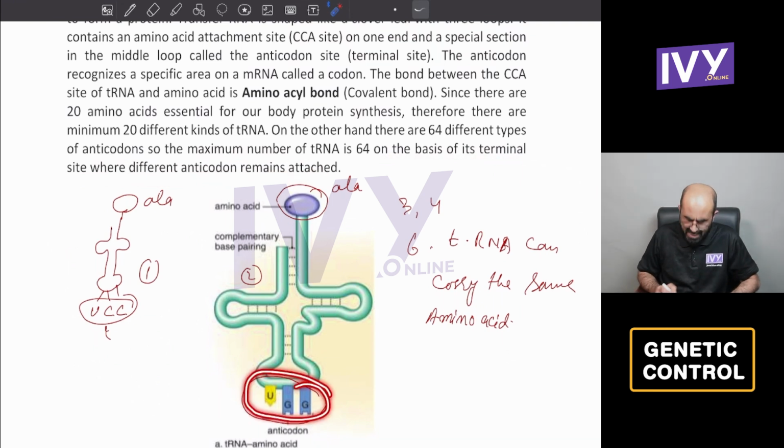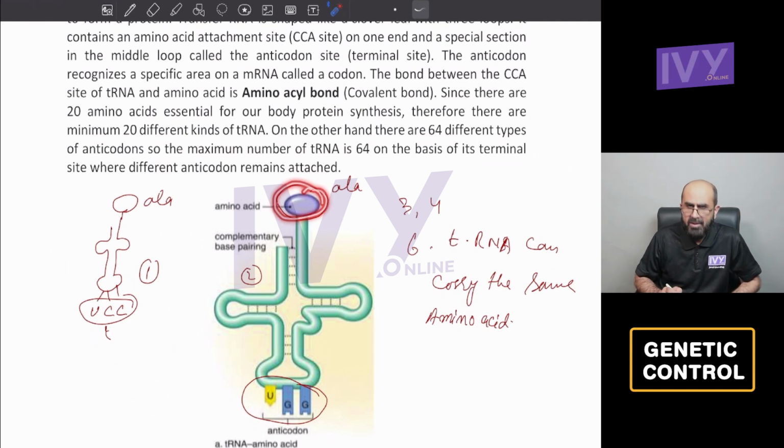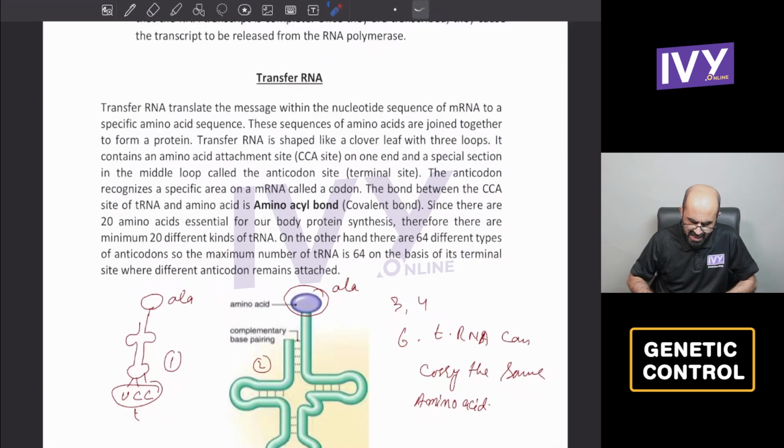So this is the site of anticodon. That's why anticodons are of 64 types. So we have 64 types of tRNA on the basis of anticodon. And here is the site for amino acids, and we have a maximum of 20 amino acids, so tRNA should be 20 different types. So we say tRNA may be 20 types or 64 types. If you say 20 types, then you're talking on the basis of amino acids attached to the CCA site. And if you're talking about 64 types of tRNA, then you are talking in the sense of anticodon, which is located on the terminal site. This is the story of the transfer RNA.